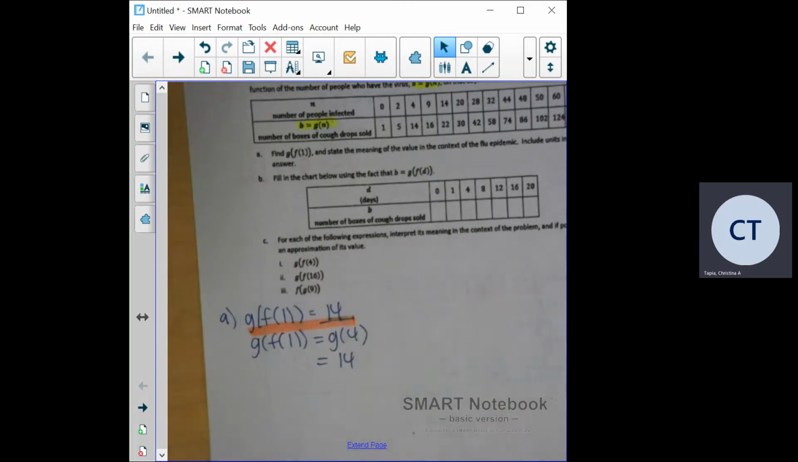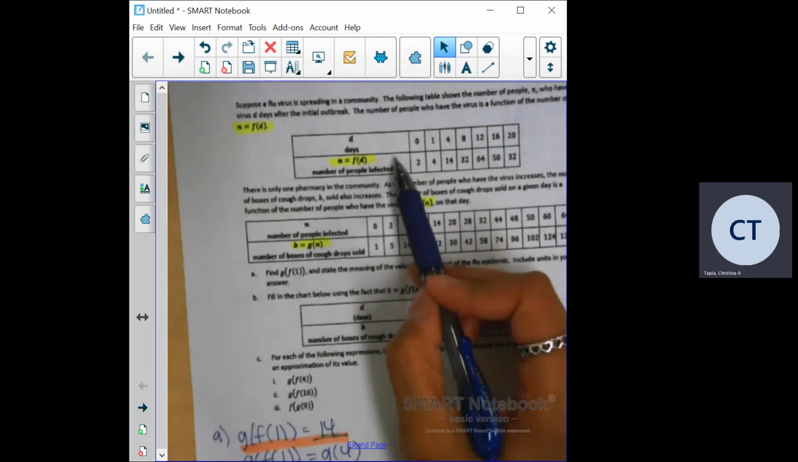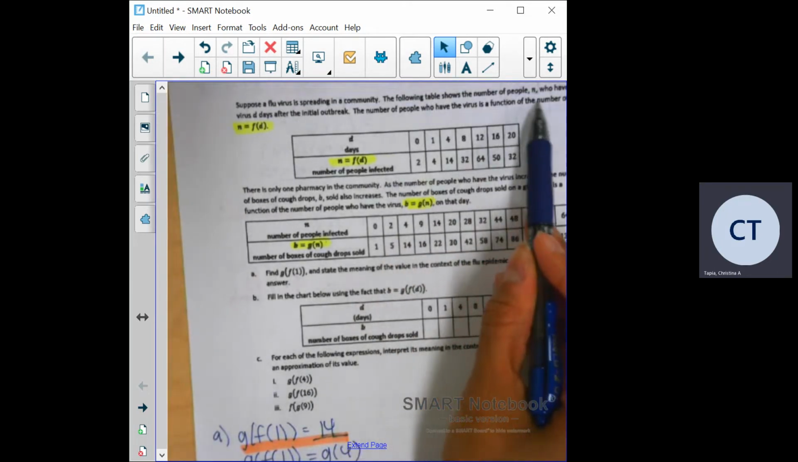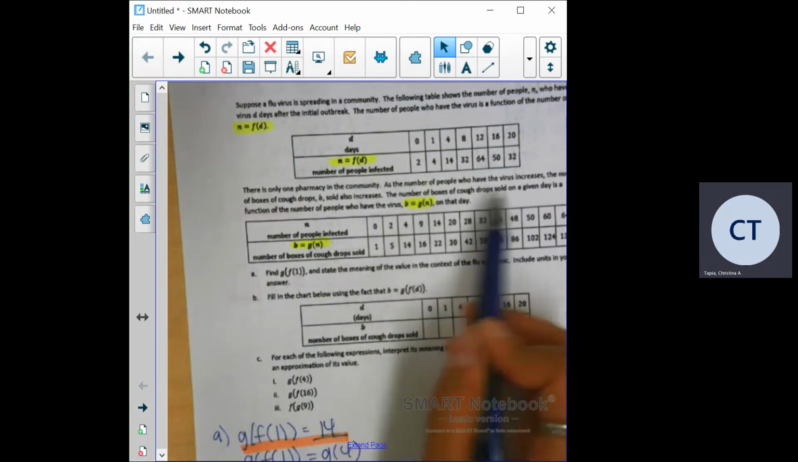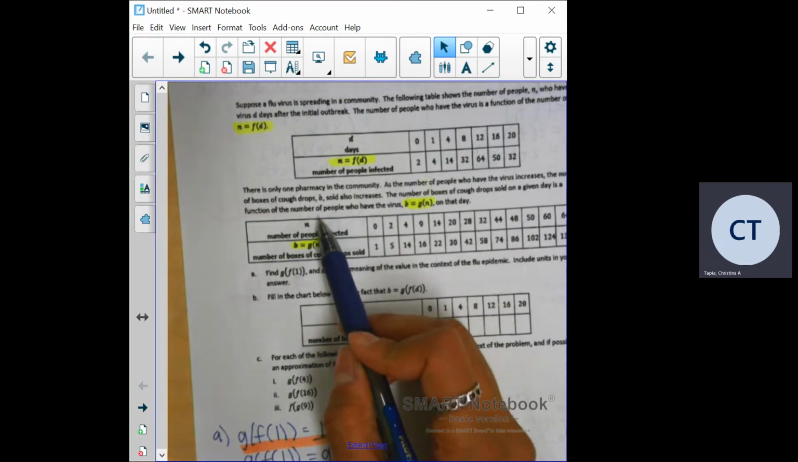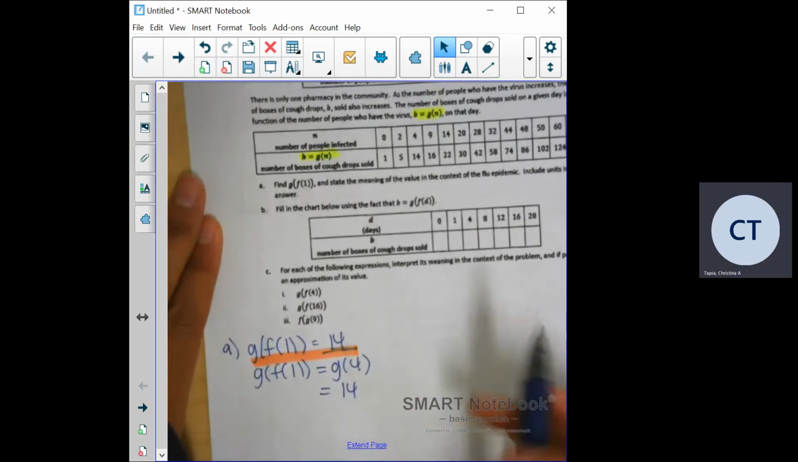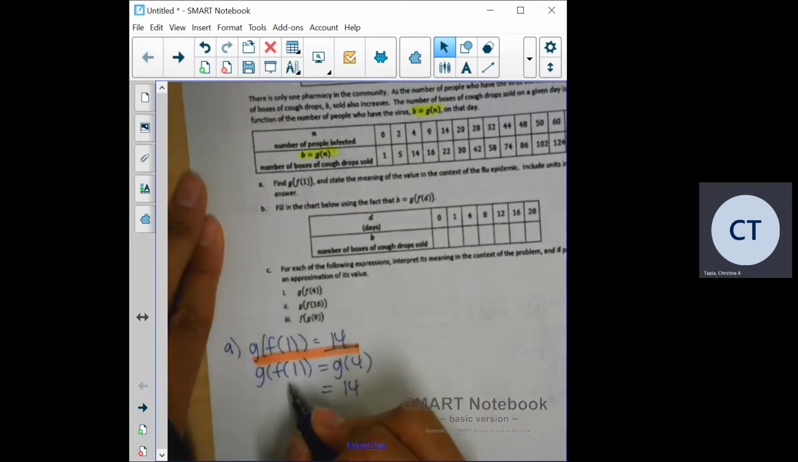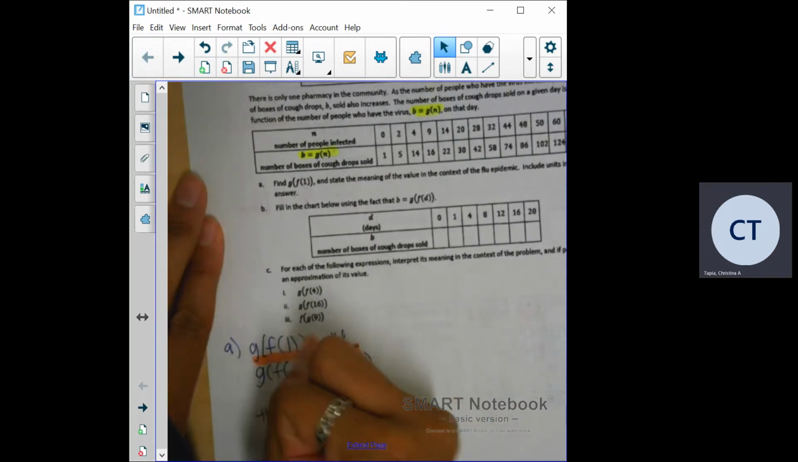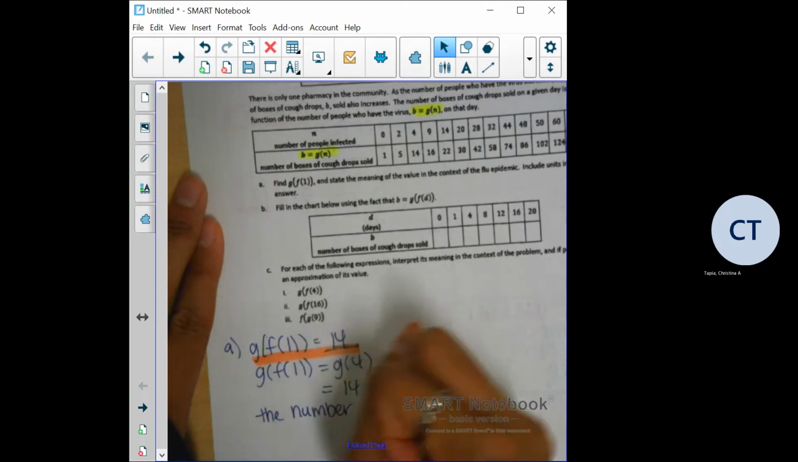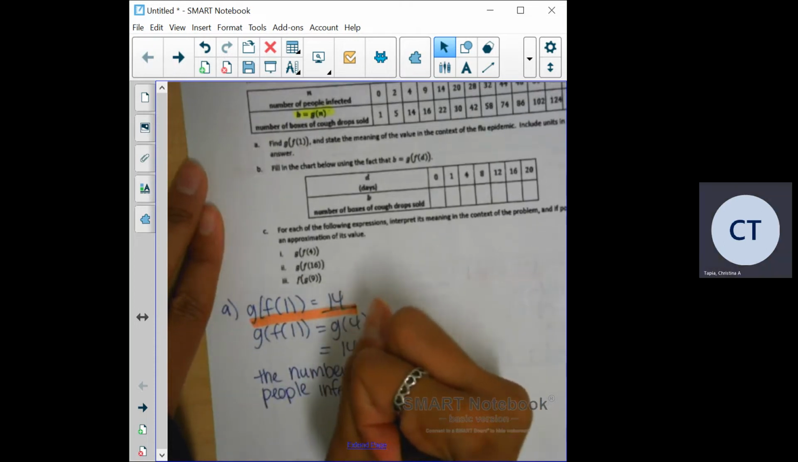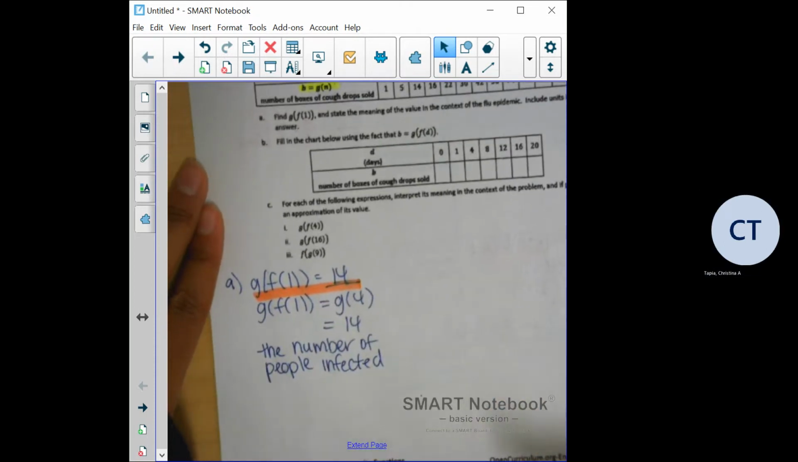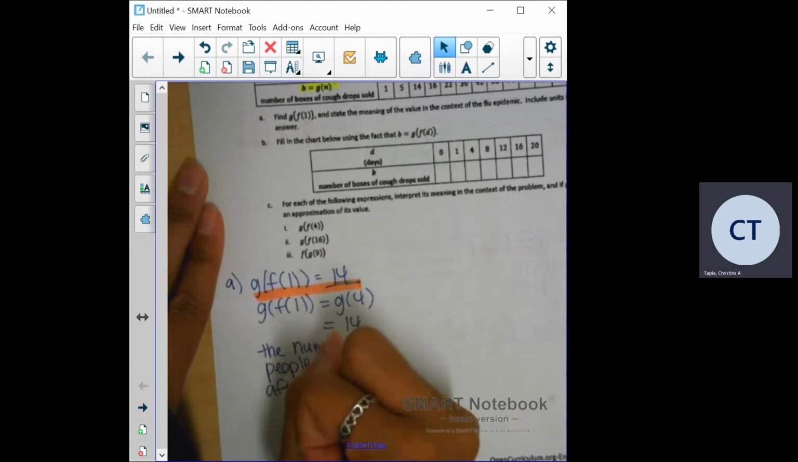Now I need to think about what that means, because I technically looked at two different tables. The table at the top was saying this is the number of people who have the virus after D days. The second table is the number of boxes of cough drops that are sold on a given day, related to the number of people who are infected with the virus. So as far as a meaning is concerned, the function is a representation of the number of people infected after the initial outbreak.